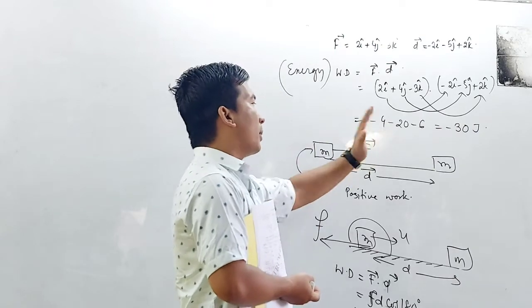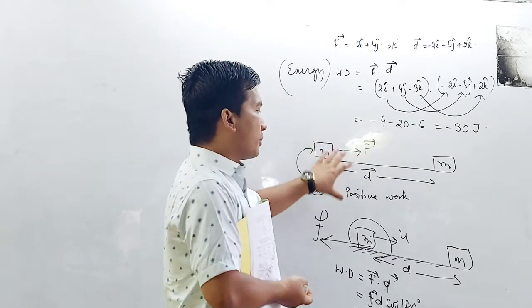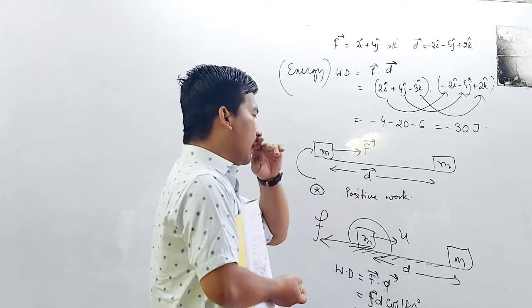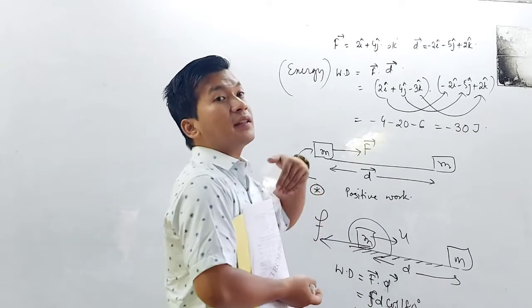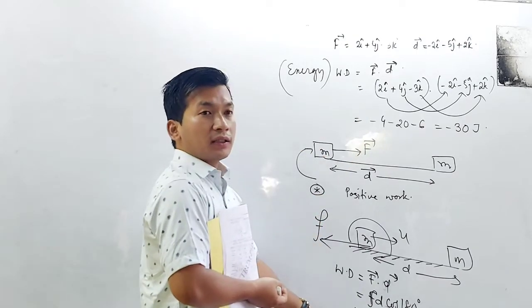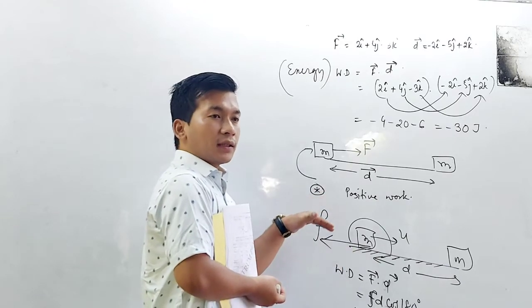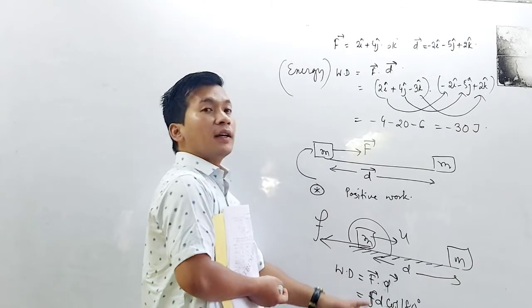Very simple: when the applied force produces displacement in its direction of application, it will be positive work done. If the force is in one direction and the displacement is in the opposite direction, then the work done is said to be negative work done. The work done by the frictional force will be considered as negative work done.